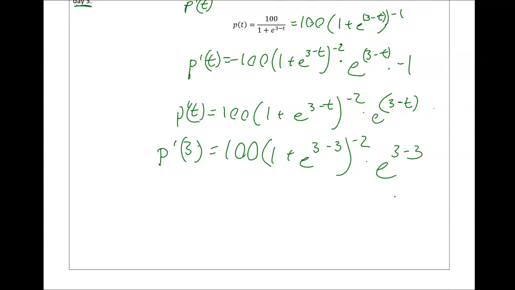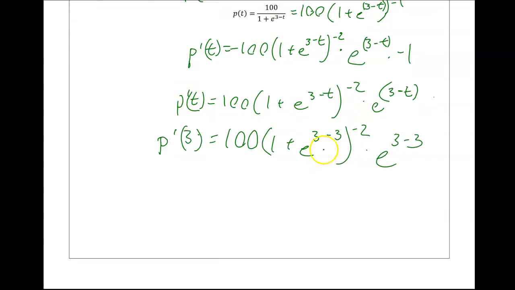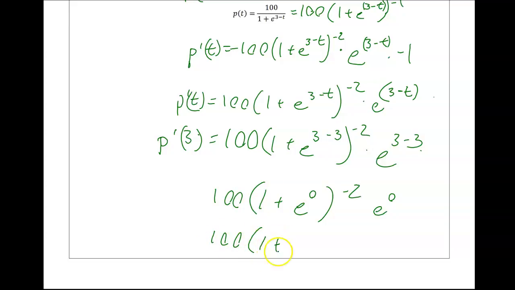And I would be reaching for my calculator if I were you, but notice I have zeros in my exponents if I simplify that a little bit. So 3 minus 3 is 0 for those. And anything to the 0 power is 1. So this becomes one I could actually do without a calculator if I were so inclined. And then 1 plus 1 is 2.